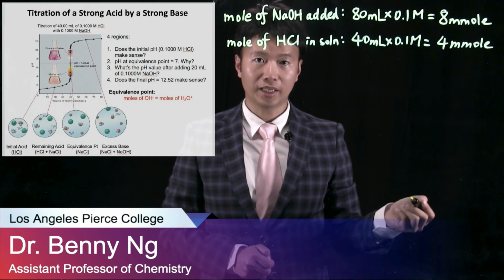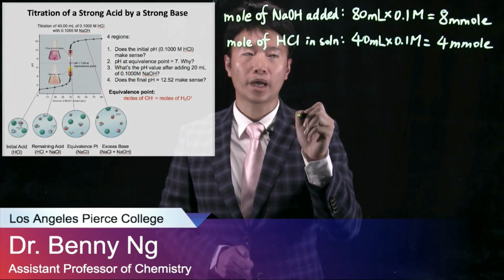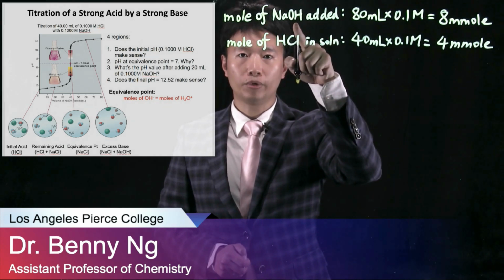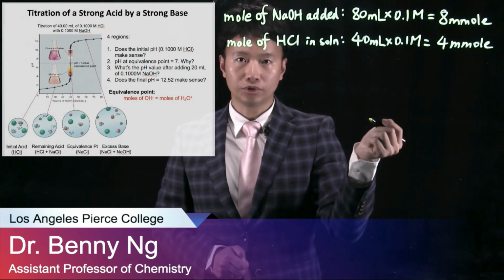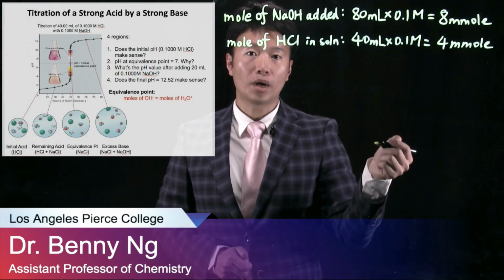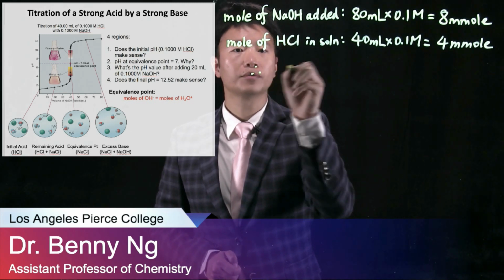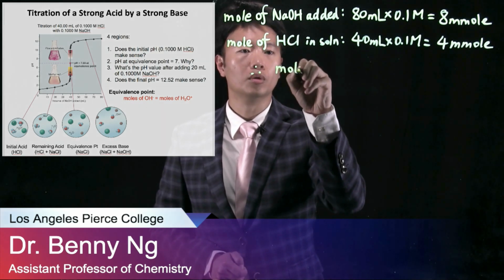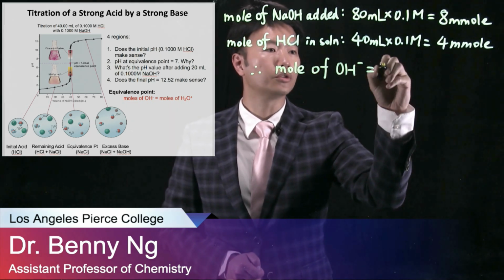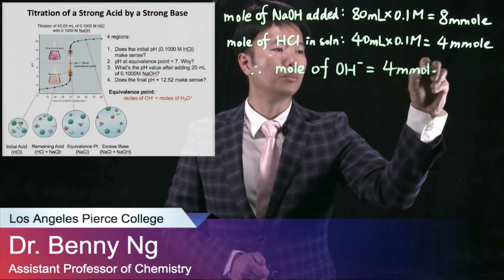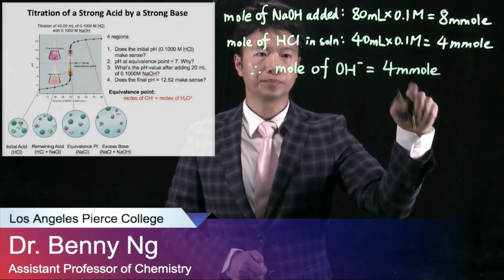But what will be exactly the pH? Well, we need to determine the concentration of the OH minus. Since we're given NaOH, which is a strong base, the amount of NaOH left in the solution will be the amount of OH minus in the solution. Therefore, we know that the moles of OH minus equal to 4 millimole. Just take the difference between these two numbers, you get 4 millimoles.